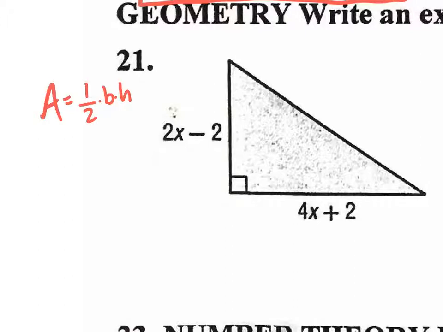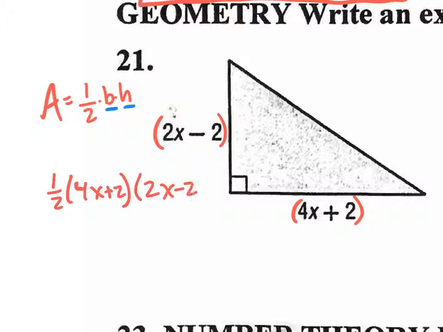Anyway, what is our base? 4x plus 2. And what's our height? 2x minus 2. Okay, so I am going to do this part, the base times height, and then once I have my answer, I'm going to multiply it by half, which means divide it all by 2. Or you could even write it out if you want. You could say 1/2 times the base, which is 4x plus 2, times the height, which is 2x minus 2.